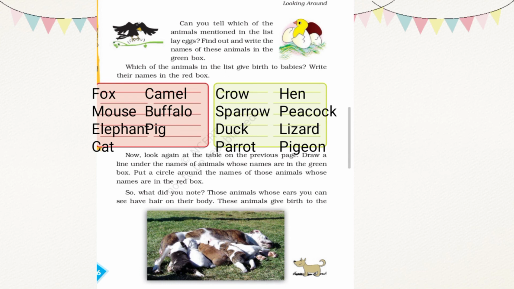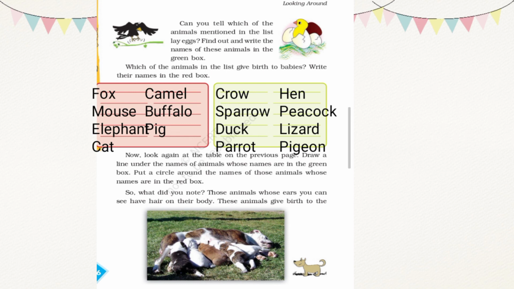Now look again at the table on the previous page. Draw a line under the names of the animals whose names are given in the green box. Put a circle around the names of those animals whose names are in the red box. So what did you note? Those animals whose ears you can see have hairs on their body.